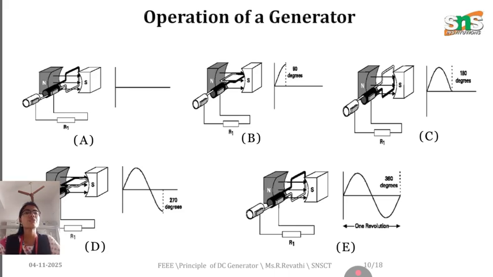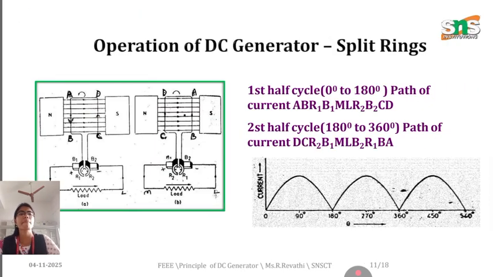The operation of a DC generator is shown in a pictorial representation. In picture A, the prime mover is connected. In picture B, the armature rotation starts and the flux lines are cut, from 90 degrees to 360 degrees to complete one cycle. In the operation of the DC generator, the first half is the 0 to 180 degree path of current, and 180 degrees to 360 degrees is the second half.